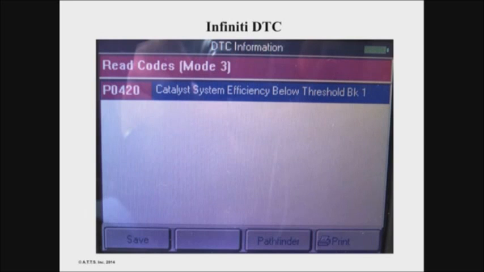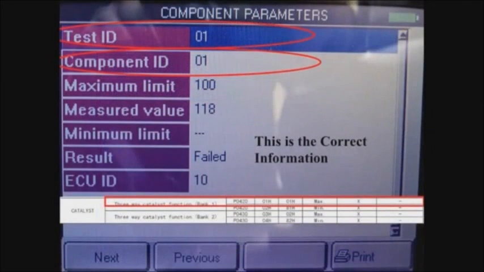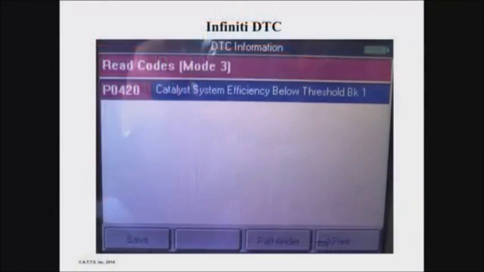0101, you see it did fail. The maximum limit's 100 on 118. And guess what? That's the correct information. 0101 is a 420. So even though they cleared his code, I knew Mode 6 did its check. And I said, you got a catalytic converter code, and you know what? You're pretty close to 80,000 miles, and back then that was the rule in our state, okay? They're gonna bang you later on for a new converter. So I gave him all the information. I had him drive around for a few more days.